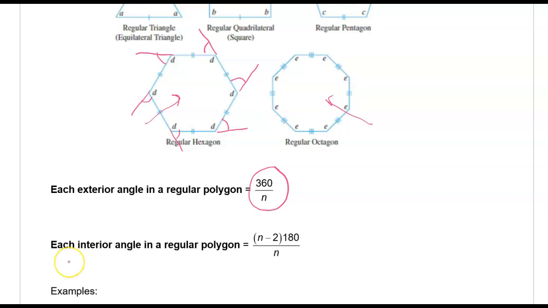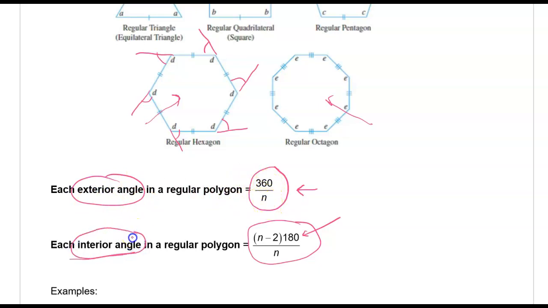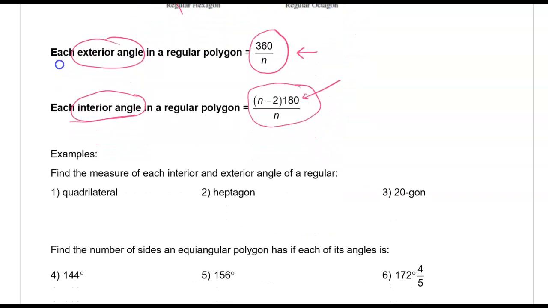And then, if you wanted each interior angle, you have a choice. You can find the supplement of the exterior angle, or you can use this formula, which takes the sum of the interior angles and divides by n. So that's what we have in these two formulas here. For the exterior angle, you can take the exterior angle sum of 360 and divide by n. For each interior angle of a regular polygon, you can take the interior sum of the polygon and divide by n. Let's do a few examples.